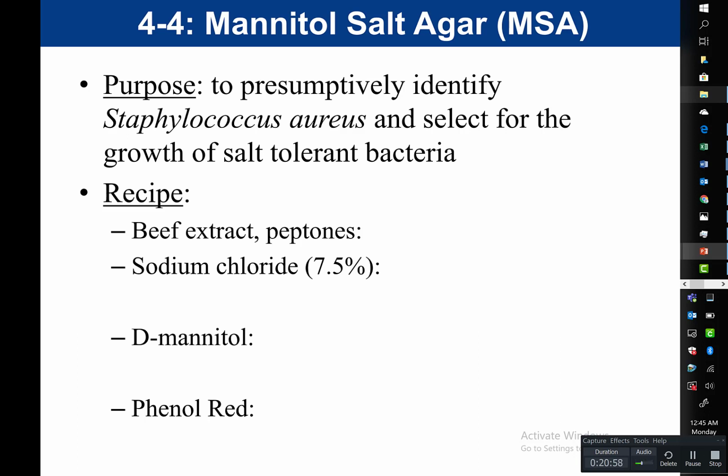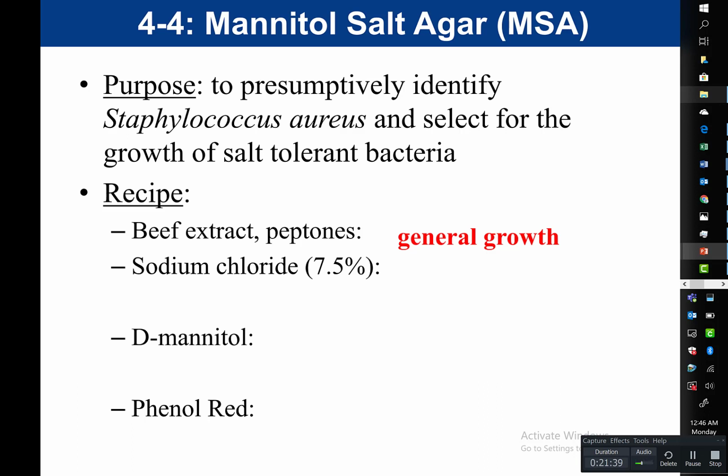So we need to start by talking about what is in MSA agar. What is in mannitol salt agar? So the first ingredient is going to be our beef extract and our peptones. And we've discussed that these ingredients are used as food for general growth. They're there to help support bacterial growth. Next, we have sodium chloride. Sodium chloride is in the media at a 7.5% salt concentration. Typical media has about 1% salt. So notice that in this case, the salt concentration is much, much higher.